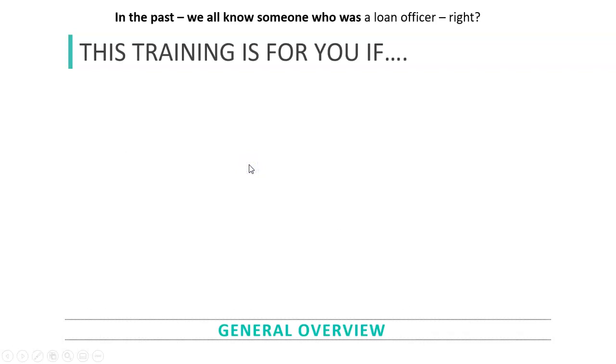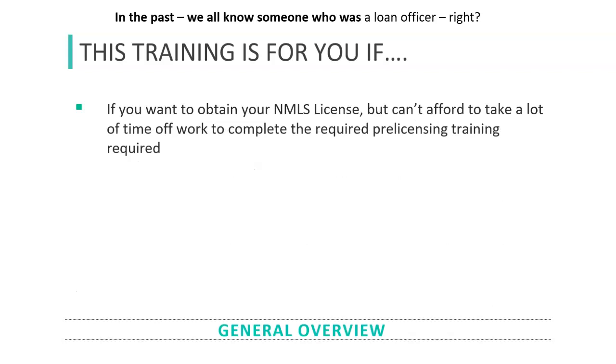This training is for you if you want to obtain an NMLS license, but you can't afford to take a lot of time off work to complete the required pre-licensing training. See, there's some training that has to be done in order for you to be able to originate loans. You have to take 20 hours of pre-licensing training. Think about it. Those of you who are real estate agents, before you became a real estate agent, you had to do 3 classes and take a test. Well, that's pretty much what you have to do for a mortgage loan originator. You have to take a 20-hour pre-licensing class. A lot of schools offer them in the evening, or you can take time off work and go to them during the day. But maybe you want to obtain this license, but you can't take a lot of time off work or away from family to get the required 20-hour pre-licensing done.